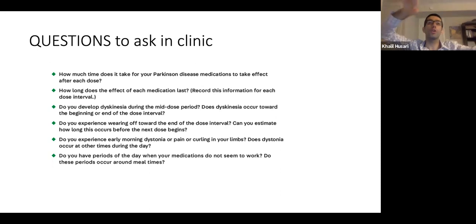So maybe they need to lower the dose of the Sinemet a little bit or switch to an extended release formulation. Ask them about wearing on and wearing off, of course, and then any early morning dystonia or pain or curling in your limbs, which we can treat with an extended release of Sinemet at night. And the same thing: do you have periods of the day where your medication doesn't seem to work as well?